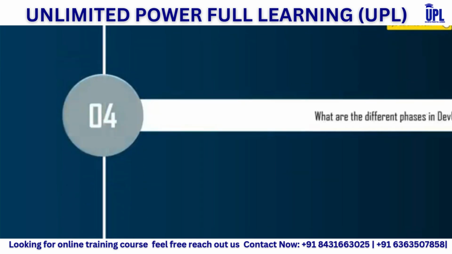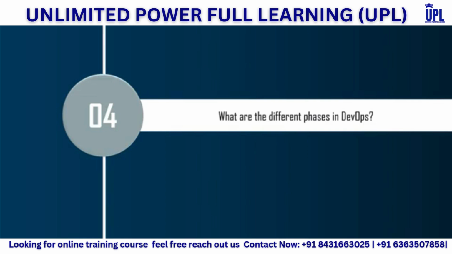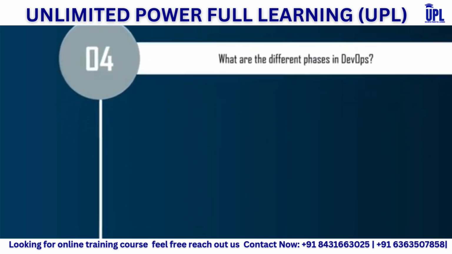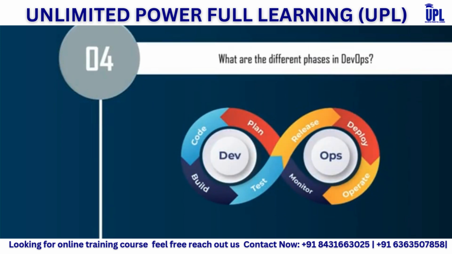Up next we have, what are the different phases in DevOps? The different phases in DevOps are plan, code, build, test, release, deploy, operate, and monitor.